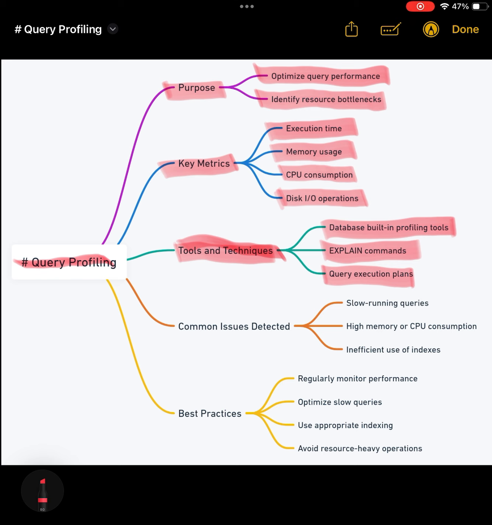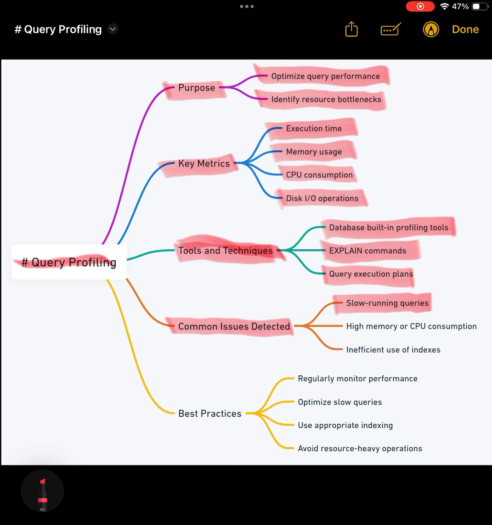Now 4. Common issues detected. Query profiling can help detect several performance issues, including slow-running queries. Queries that take too long to execute can degrade system performance. Profiling helps identify the reasons behind slow execution, such as poor indexing or inefficient joins.